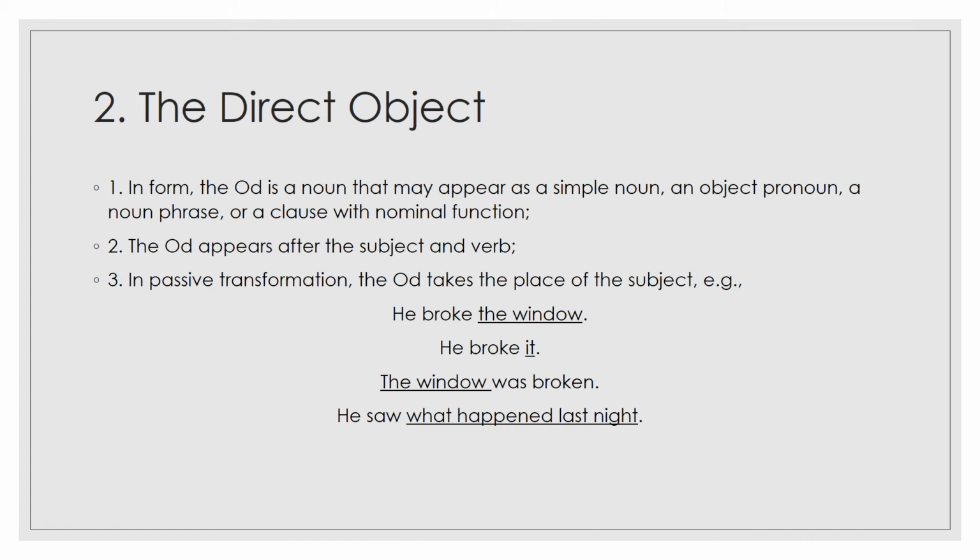If we examine the last sentence, which is he saw what happened last night, the direct object here is what happened last night. Again, it is a clause, and here the direct object appears for us in the form of a clause with nominal function. Again, why nominal? Because the position that it takes here is the position of the direct object.